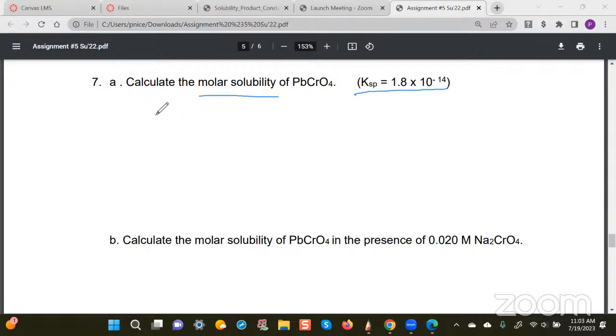I'm not sure what the charge on that is, but would you split it up into Pb? Yeah, and then it dissociates into Pb2 plus and CrO4, is it 2 minus? Very good. Okay, that's it. So that's the equation for the dissociation. So the next step would be what?